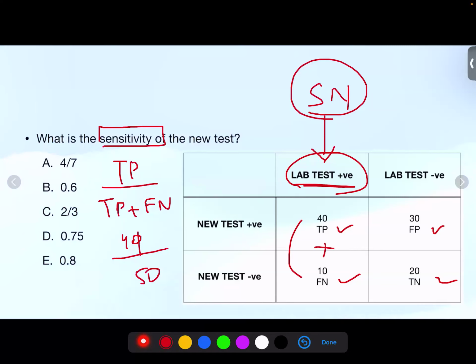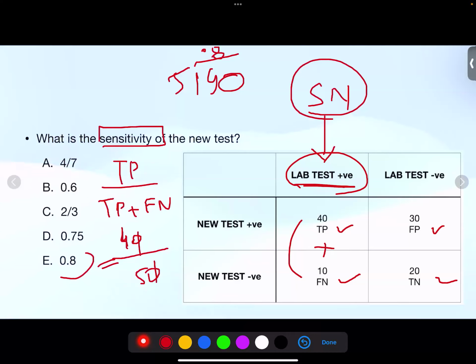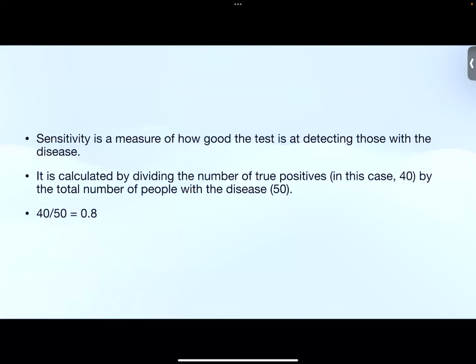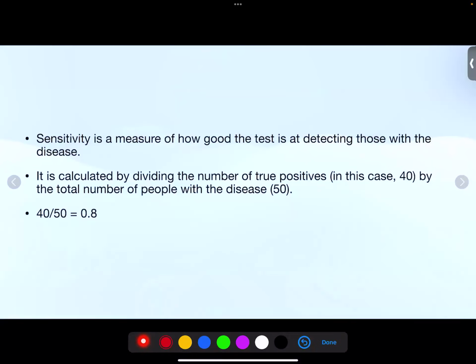So 4 by 5, and whatever the answer comes, it was 0.8. Because no calculator is allowed in exams, you can just do the mathematics by hand, if you remember how to do this. So this is the 0.8. If you see this, the sensitivity is a measure of how good the test is at detecting those with the disease.